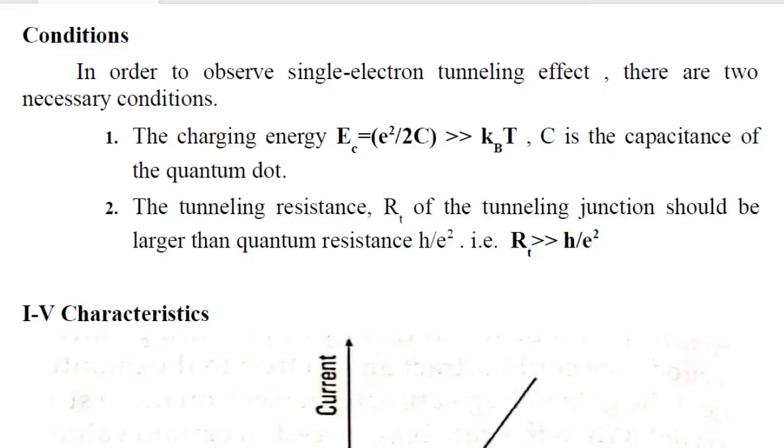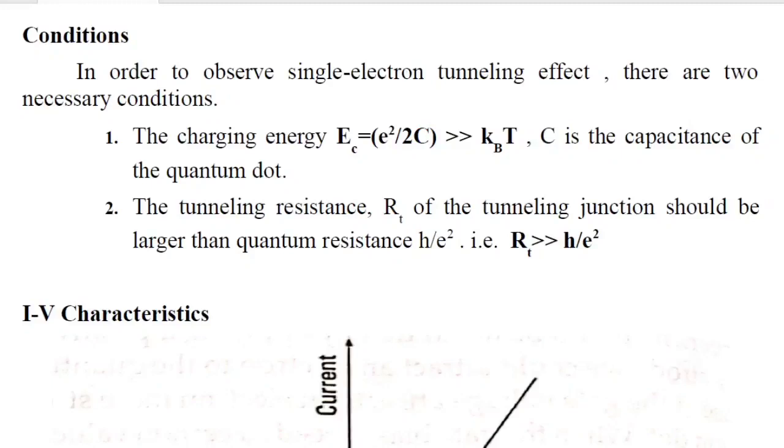So in order to observe the single electron tunneling effect or Coulomb blockade effect, there are two necessary conditions. The first one is the charging energy. The charging energy, we know, is Q²/2C or e²/2C. That should be greater than the thermal energy. The thermal energy is k_B T, where C is the capacitance of the quantum dot.